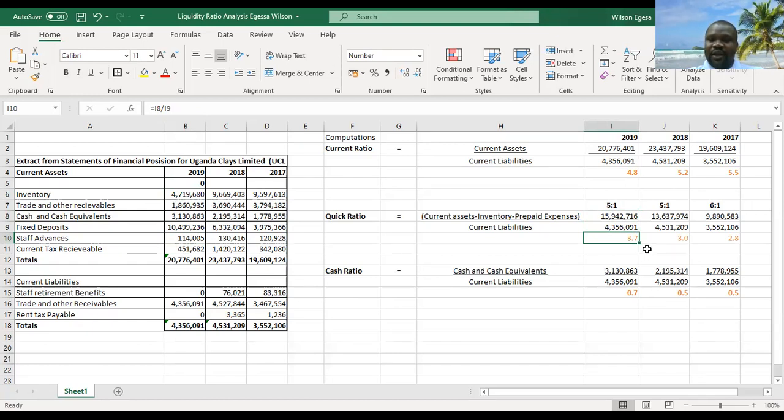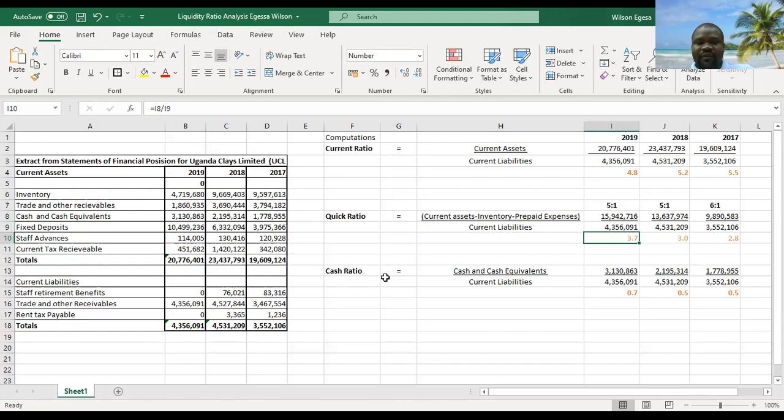There's no any recommendable figure. However, it's better for a company if its quick assets that can be converted into cash within 90 days are at least more than one time the current liabilities. So we realize that for Uganda Clays Limited in the years 2019, 2018 and 2017, it was 3.7, 3.3, and 2.8. When you start from this side, you see that it has kept on improving, and hence this means that it is financially stable.